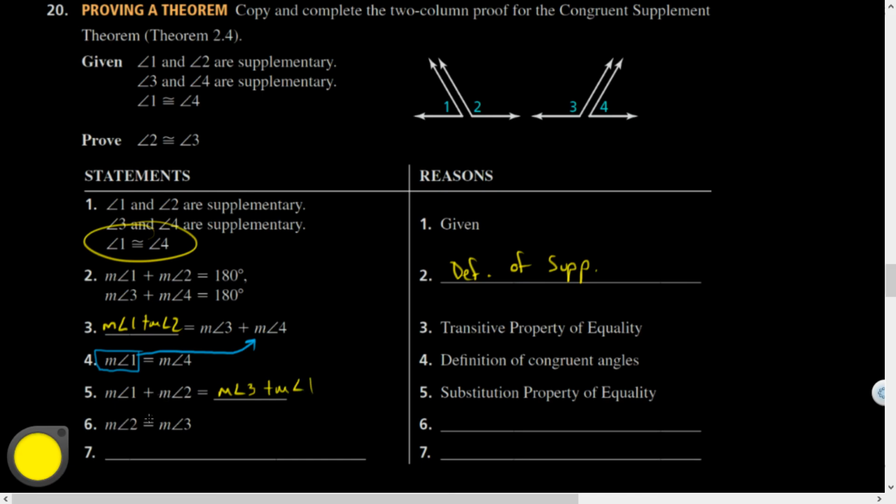And now, how could I get from here to here? Subtracting measure of angle 1 from both sides. Subtraction property of equality. I like this. I feel like we're getting it. And the last statement should be the thing that we set out to prove, right, Ryan? That's what he said. Definition of congruent. Have a great day, internet friends. We're going to be okay.